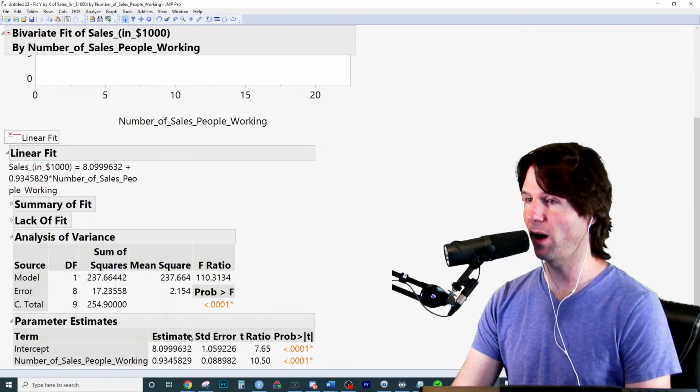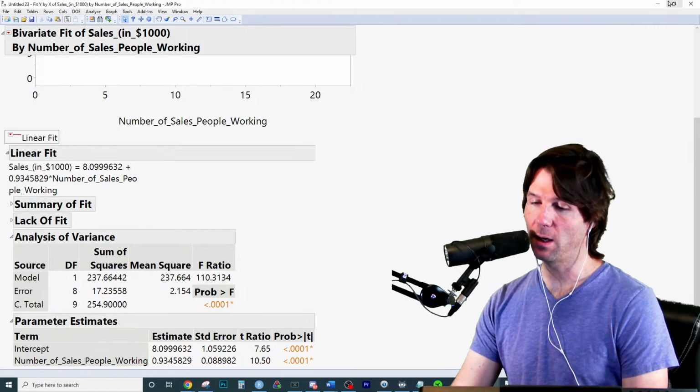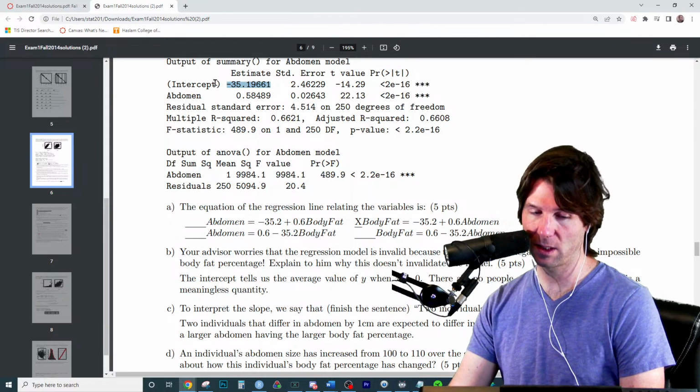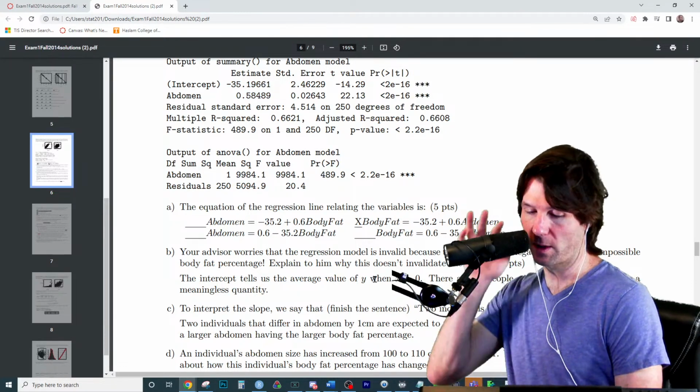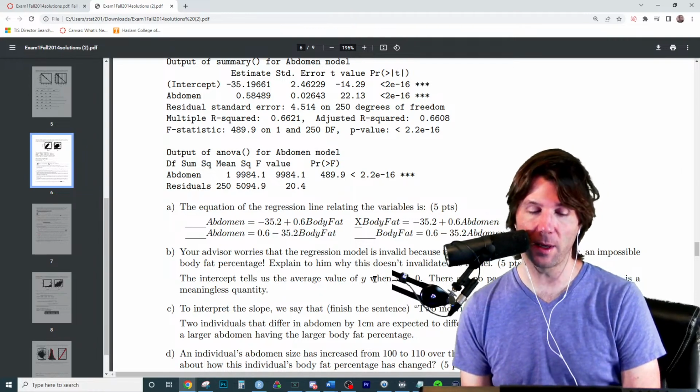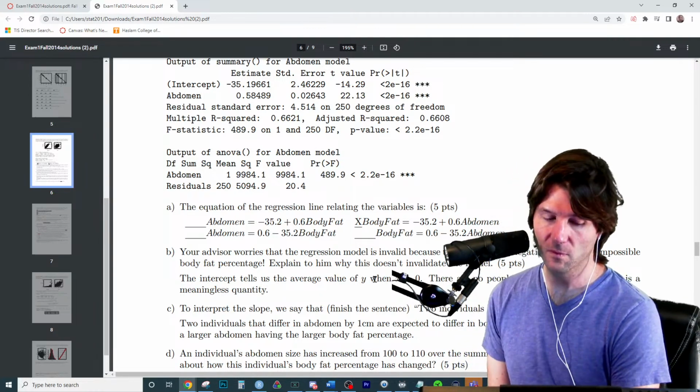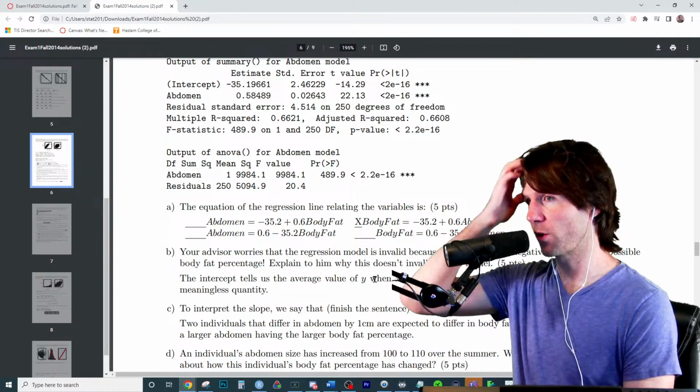You will see the same sort of output down here, B0, B1. And then if you know the output, you can identify the estimate of the intercept, estimate slope, and there you go. Your advisor worries that the regression model is invalid because the intercept is a negative number and impossible body fat percentages. Explain to him why this doesn't invalidate the model. So this is a written answer right here.